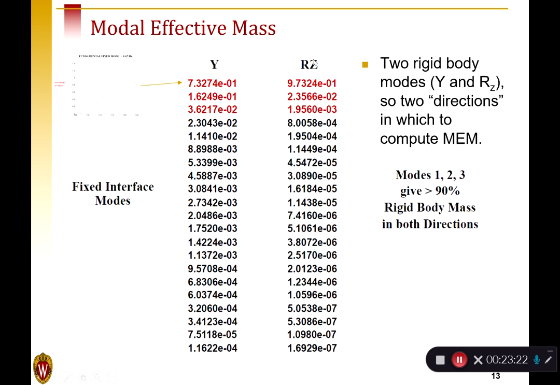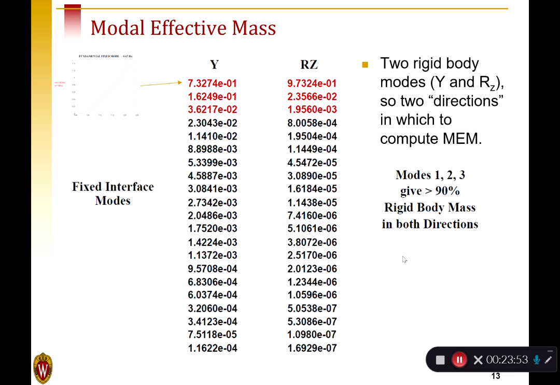Similarly for rotation in z, notice the first mode captures 97% of the rotation of the structure. And we need to add the second mode to get the total to near 89%, and then the rest of the modes start to capture much, much less. So just using the first 3 modes in this example, we capture 90% of the rigid body mass in both of these directions.